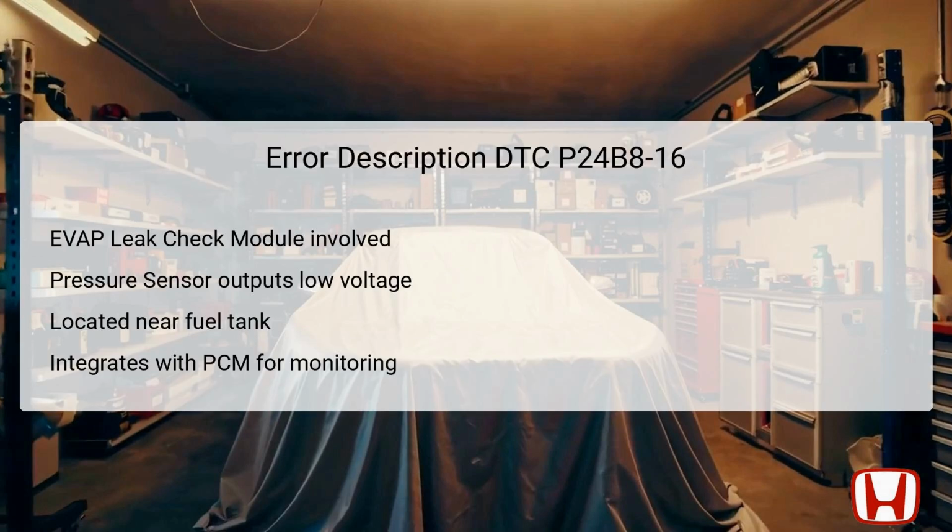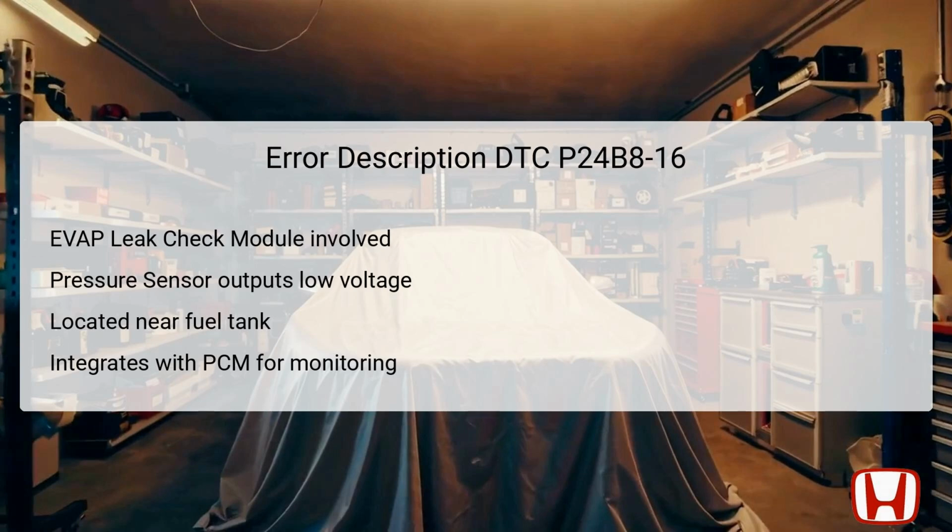The error code DTC P24B8-16 signifies a failure in the pressure sensor circuit of the Evaporative Emission EVAP leak check module. The ELCM pressure sensor's primary function is to send data on the pressure of fuel vapor to the powertrain control module, PCM. If the sensor detects lower voltage output than normal, it signals an abnormality in the emission system.